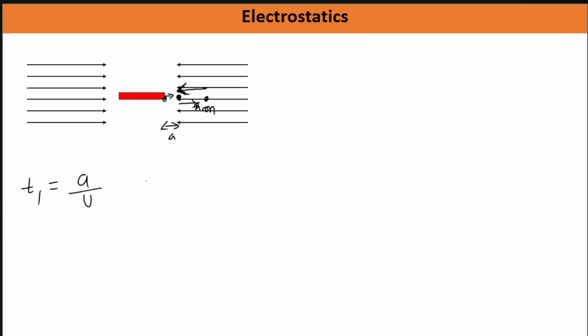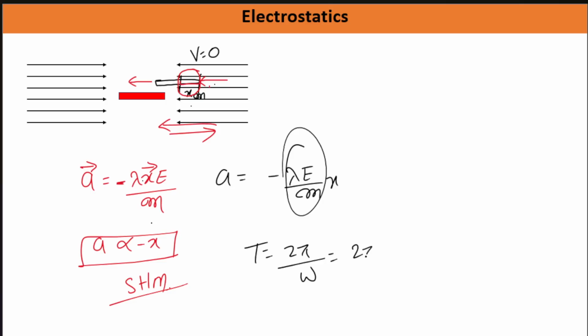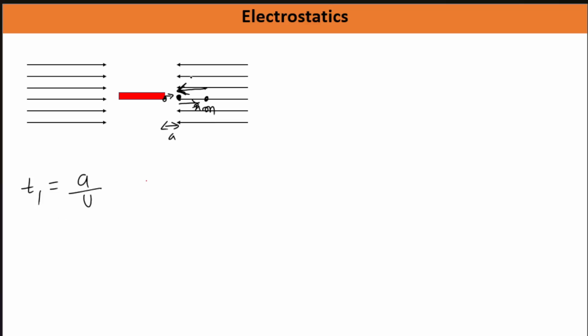So for that we had the SHM equation, if you remember. So what was that equation? It is this. So from here a equals minus lambda E by m times x, okay. So this is omega squared. Time period is how much? 2 pi by omega. So this is 2 pi root under m by lambda E. So basically, if we call this T, then this will be how much? This will be T by 2. So T by 2 time here, and again the front end is here. When the front end comes here, then how much time will it take again? Same as T1, again A by U.